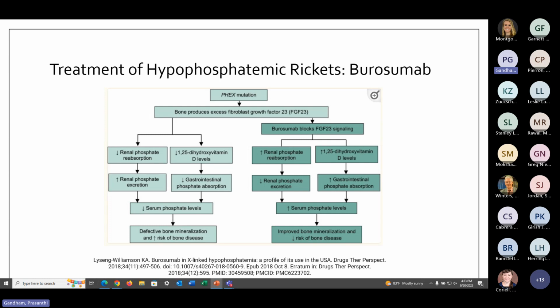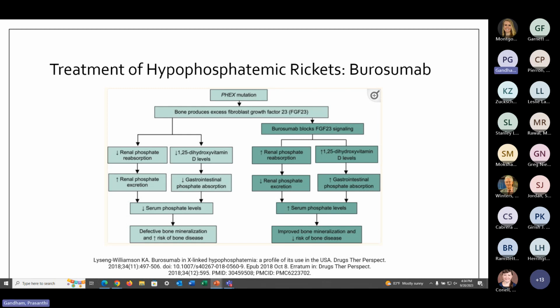Fortunately, we now have more treatment options available, and that is burosumab. So burosumab is a fully human IgG monoclonal antibody. It binds FGF23, thereby preventing FGF23 signaling.